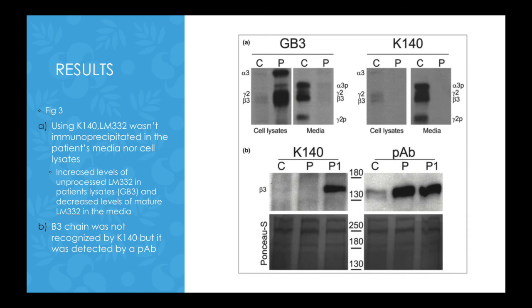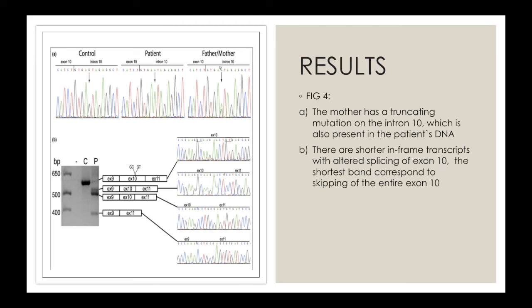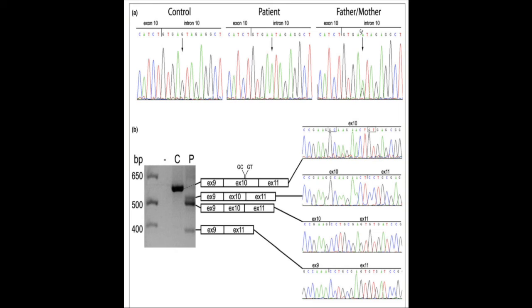In the third result, we see the lack of reactivity of K140 to the patient's laminin, either in the media or cell lysates. Then we see high levels of unprocessed laminin in the patient lysates. The second image shows us that there was no reaction of K140 to the beta-3 chain, while the polyclonal antibody recognized it. Finally, in the fourth result, we see the DNA sequences of the patient and his parents. Here, we see that the mother has a mutation in the intron 10, which also has the patient.